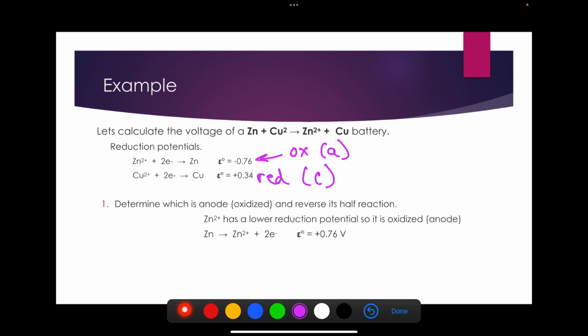Given that information, we reverse the reduction of zinc to show the oxidation of zinc, and we flip the sign on the reduction potential. From there, we can add the two potentials together. This gives us a cell voltage or a cell potential of 1.1 volts.